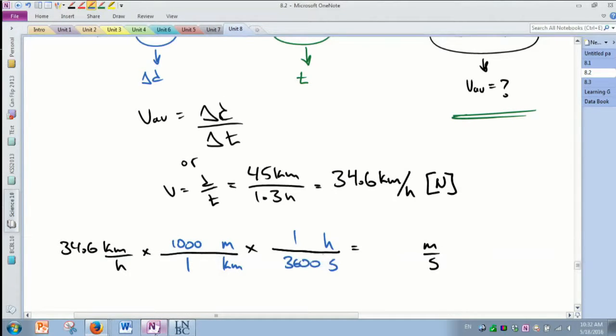So 34.6 times 1,000 divided by 3,600 gives me 9.61. We'll just call it 9.6 meters per second. And this, of course, is north. Check my units. Kilometers on the top and bottom cancel. Hours on the top and bottom cancel. I'm left with meters and seconds. That makes me happy.